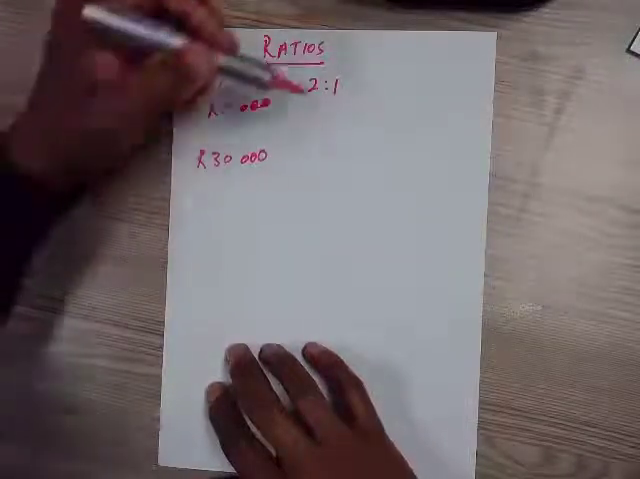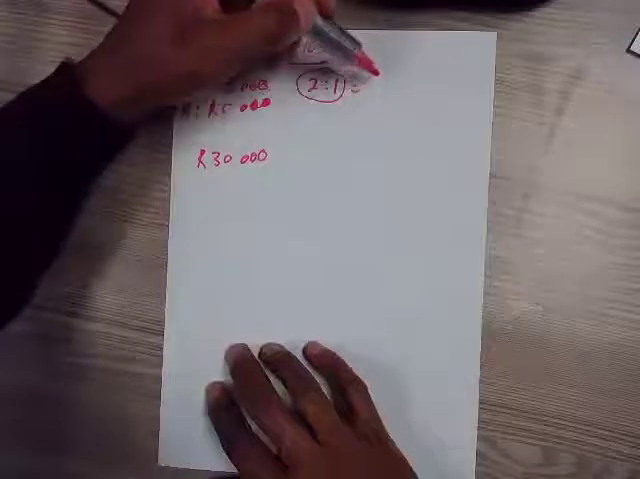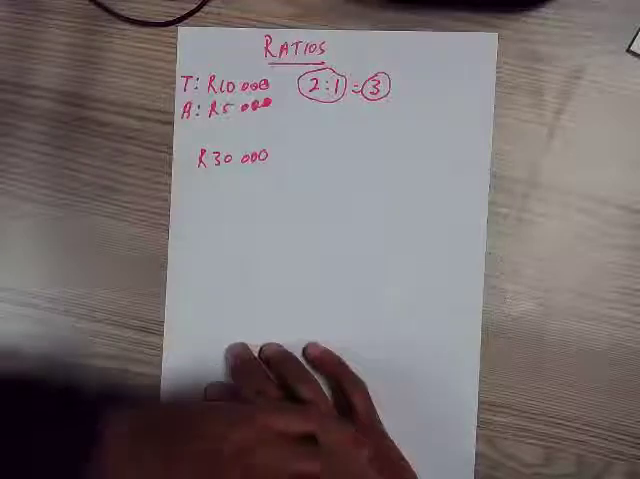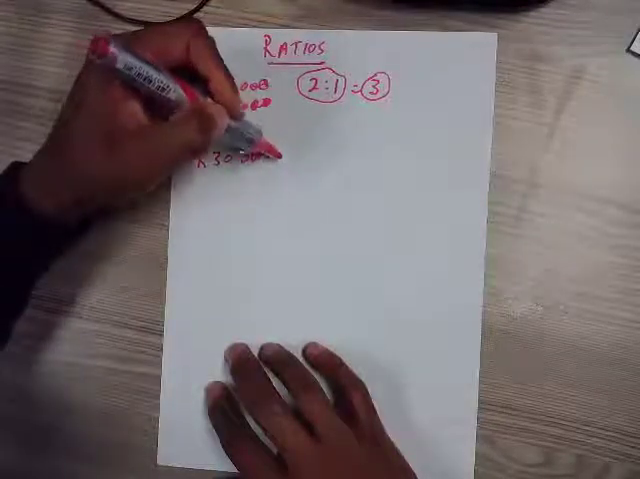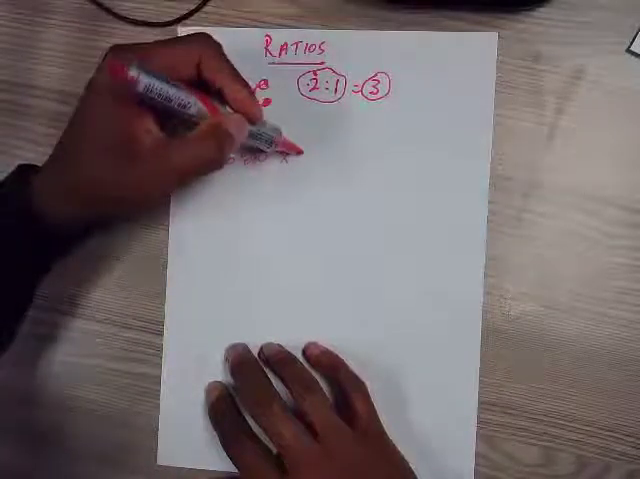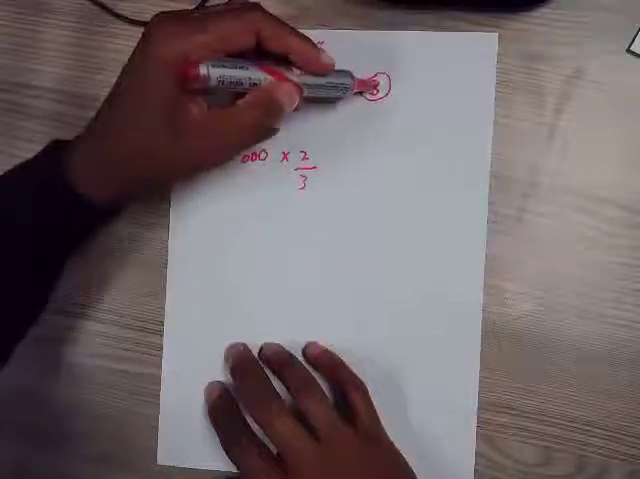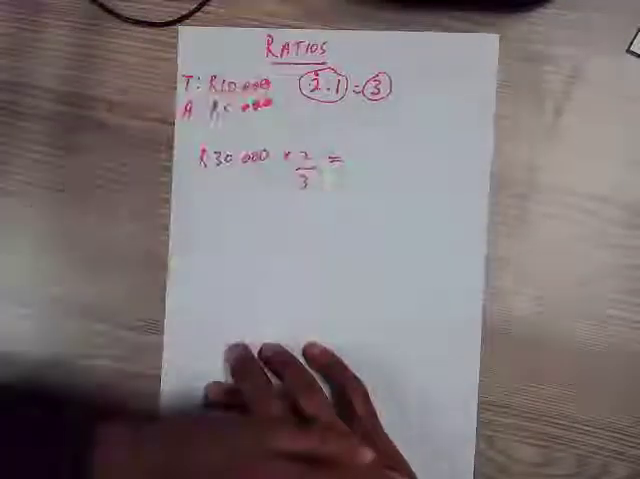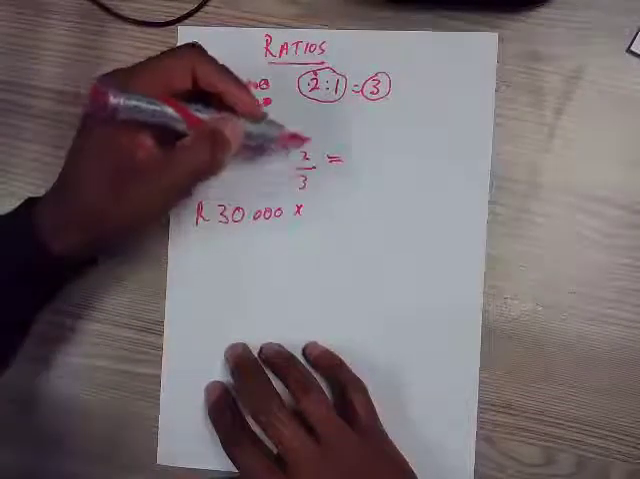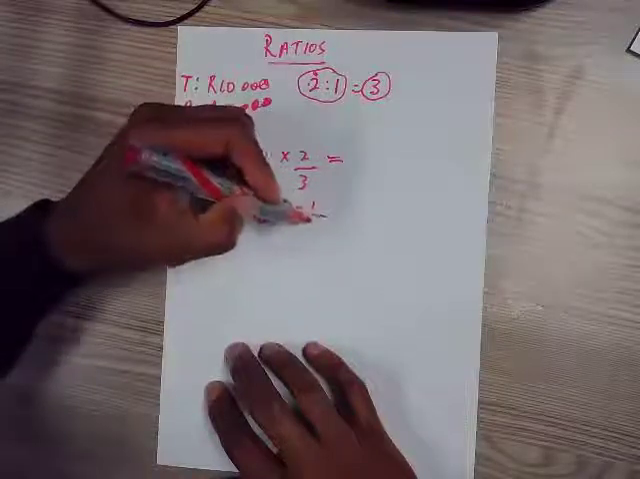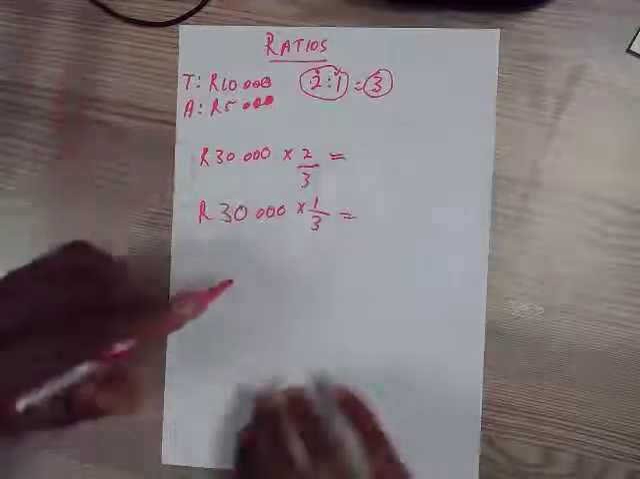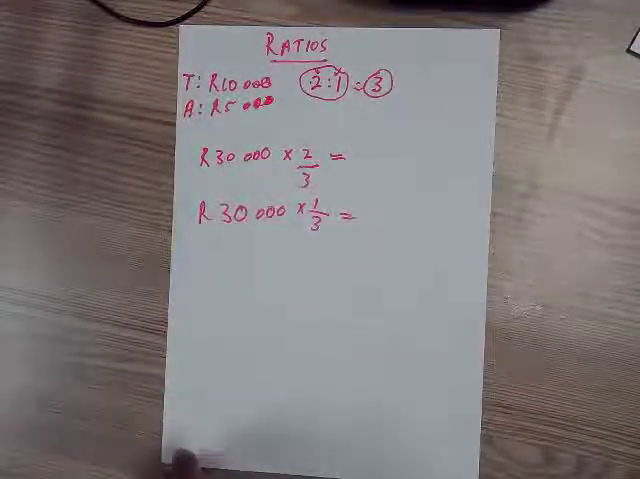So basically what you do is you add the ratio parts: 2 plus 1 is 3. So for Tabo, which is 2, that's my share. My share is twice, so it's going to be 2 divided by 3. That's my portion. His portion is going to be 1/3. That's his share.